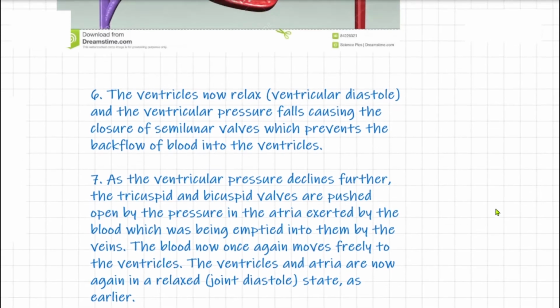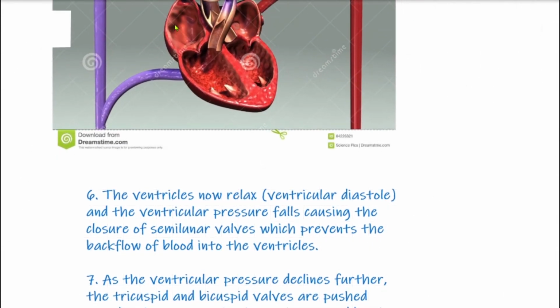And students, now the ventricles and the atria both are in a relaxed state, which is called joint diastole, and this was the point from where we started the cycle, and we have again reached that point, and after that again the SA node will generate an impulse and the atria will contract and will force more blood into the ventricles, so the cyclic events will start again. So this was about the cardiac cycle.